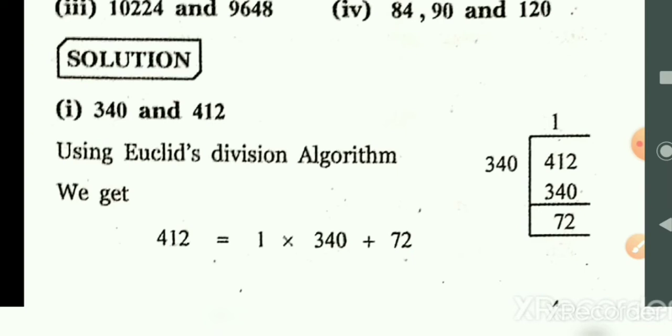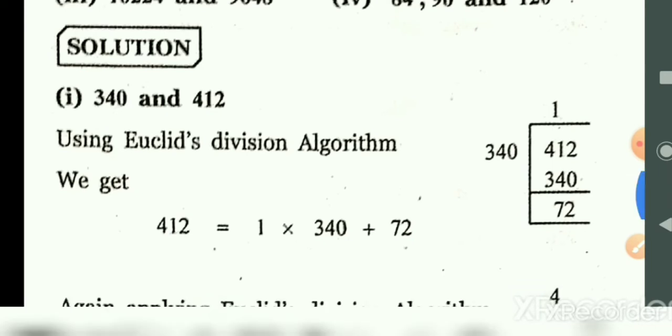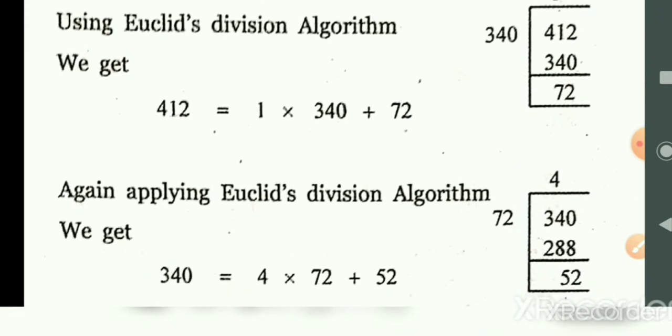One time. So the remainder is 72. So Euclid's division algorithm: 412 equals 1 into 340 plus 72. Again, the remainder is not equal to 0. Here the remainder is 72, and 72 is not equal to 0.